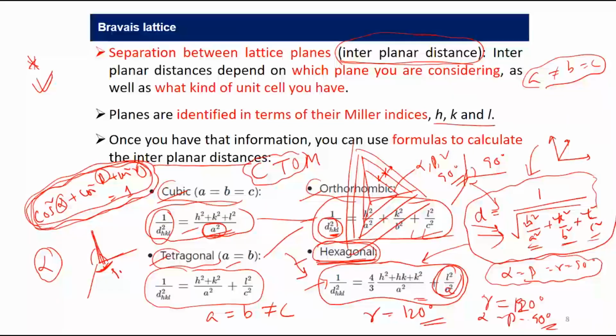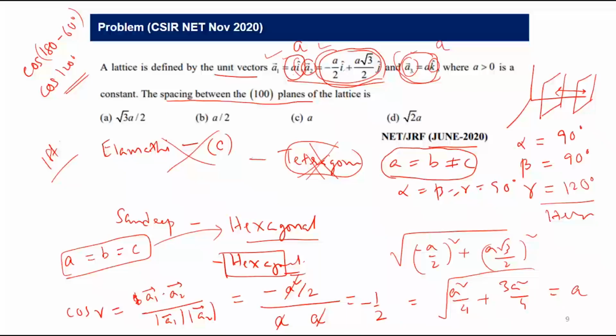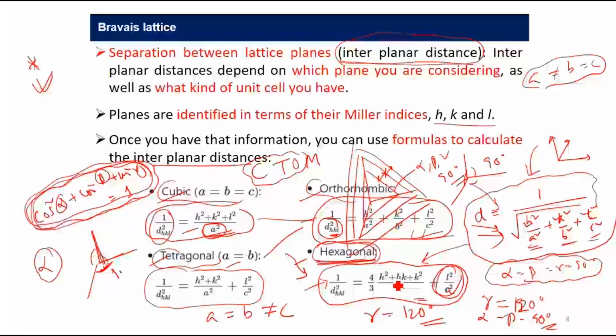Okay, sir. Okay, Sandeep, you are asking something? I also had the same doubt. Okay, fine. So you can remember that this formula, even if all the sides are the same, but the angles are 90, 90, 120, you can use this formula for this hexagonal thing.